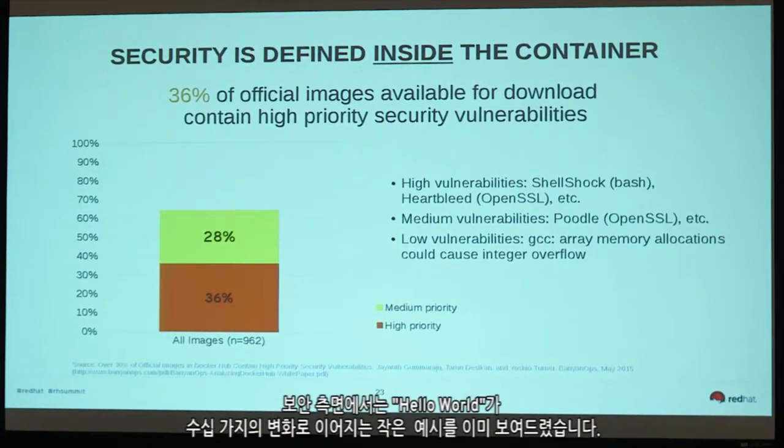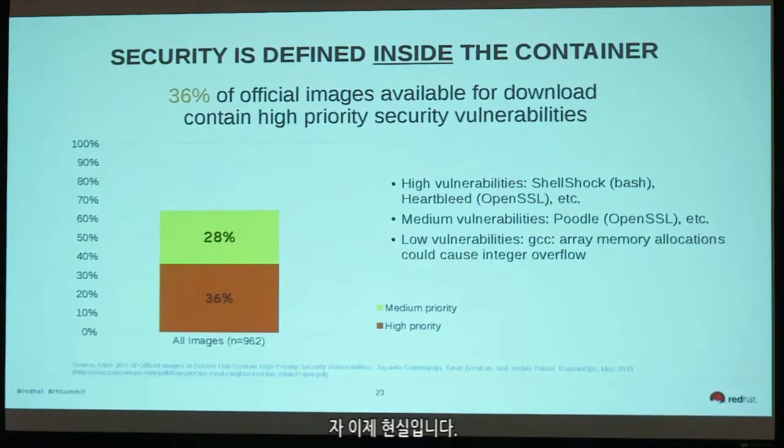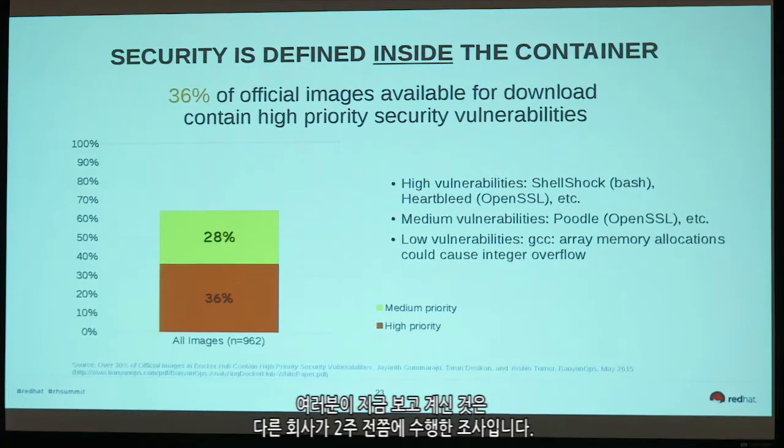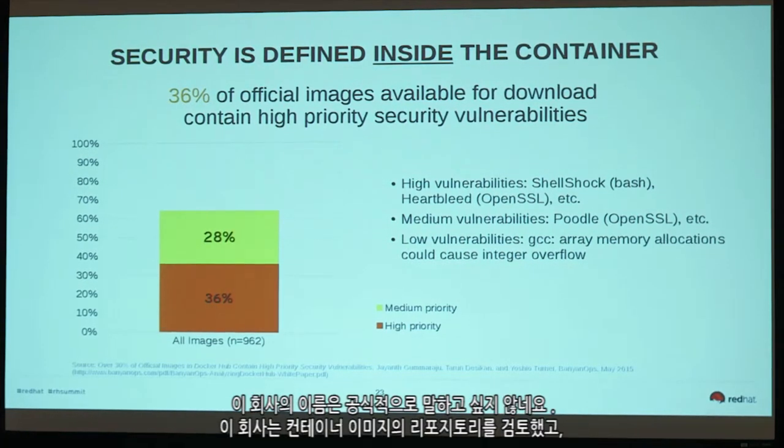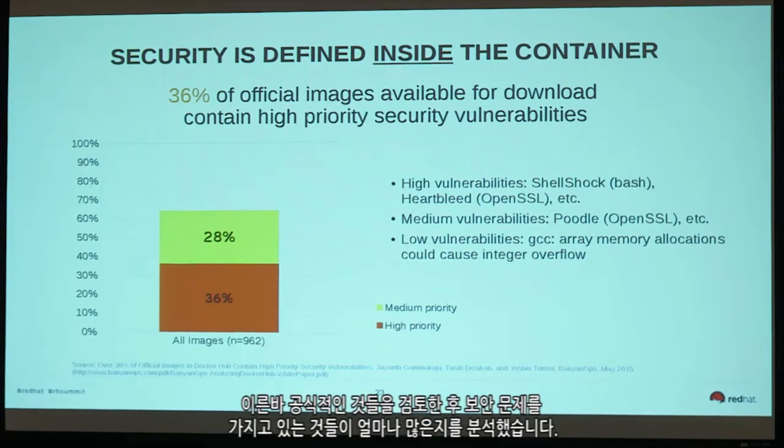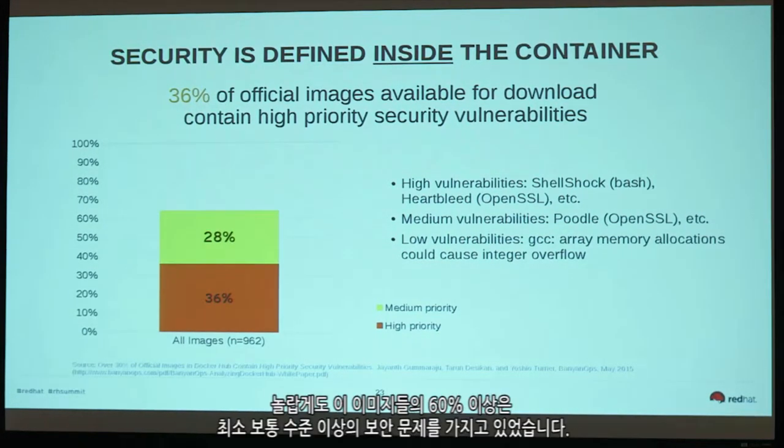On the security side, I already showed my little example, the hello world leading to dozens of changes. Now, the reality is actually a lot worse. Here you see a study that another company did a couple weeks ago, actually. They looked at, I don't want to name it, a public repository of container images, and they looked at the so-called official ones and did an analysis of how many of them have security issues. And it was stunning: more than 60% of all these images had at least medium priority issues.